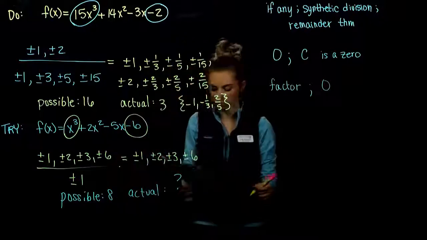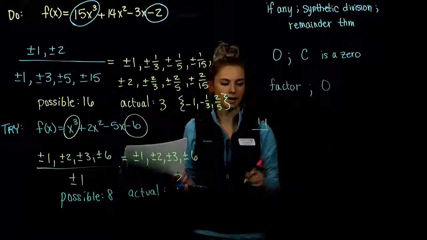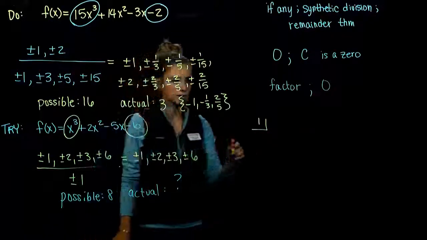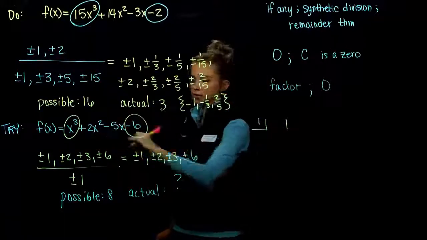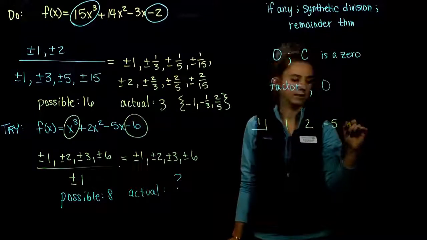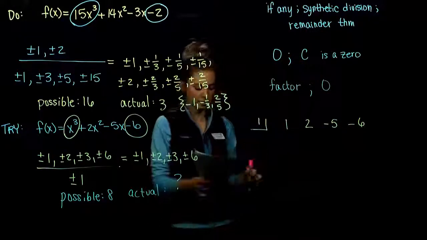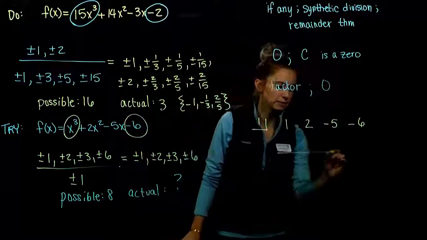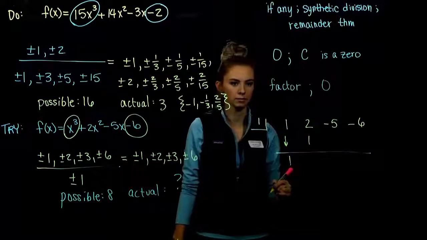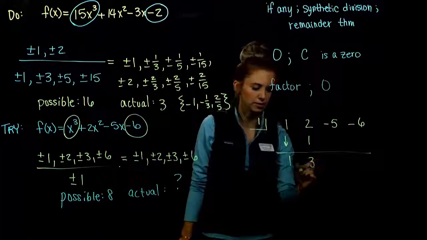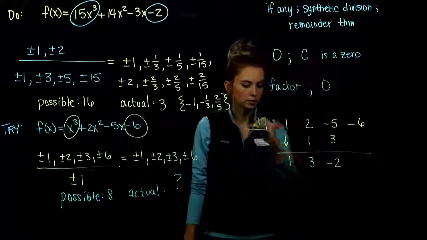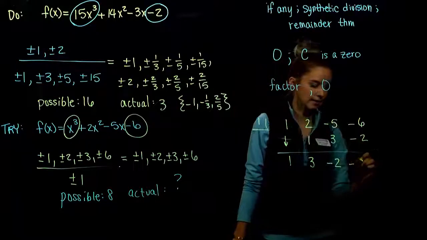So I'm going to take positive 1, and we're going to synthetically divide our polynomial. My coefficient on the highest power is 1, next highest is 2, then we're looking at negative 5 and negative 6. So hopefully remember how to handle these. So what happens? Bringing down the first, multiplying them together, writing them here, adding down, we're looking at 3, multiplying, adding down, multiplying, and adding down.